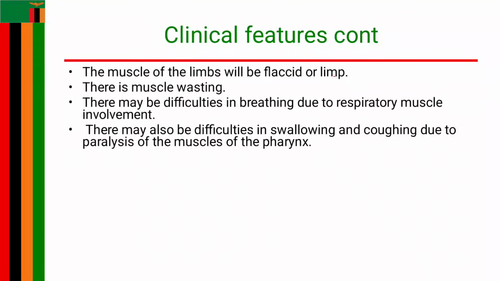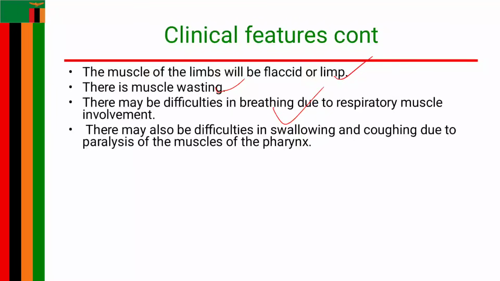Apart from that, flaccid muscles and muscle wasting may be seen, because the muscles are not receiving any impulses from the brain because of the nerves blocked by the poliovirus. Hence, we see muscle wasting because there's no blood and nutrients being supplied to the affected body tissues.